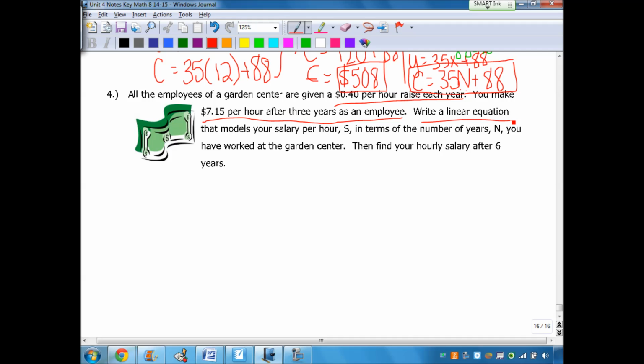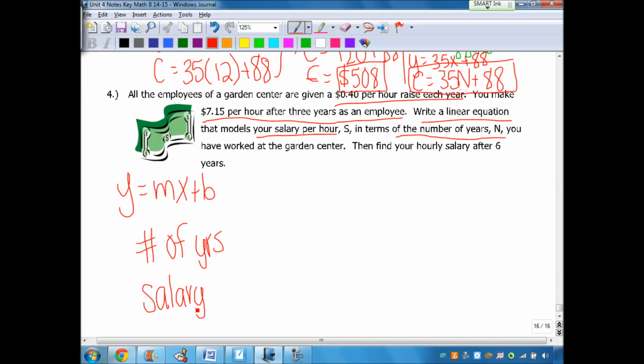So it says write a linear equation, which means that we need to write y equals mx plus b. But we have to define what our variables are. Well, we have the number of years, and we have your salary. Okay? So we'll write down number of years, and we have salary. Well, the number of years is going to be our independent variable because how long you work there will decide how much money you make. So your salary depends on the number of years that you have.